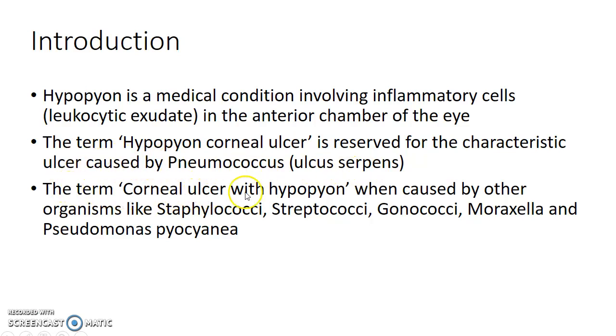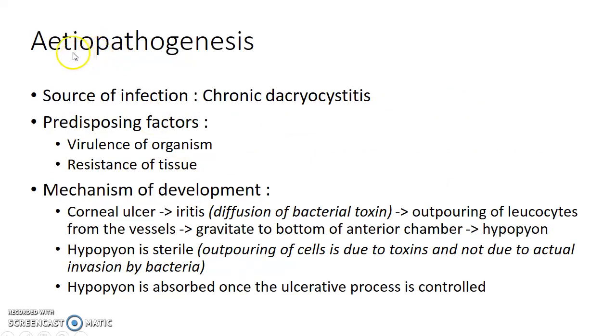The term corneal ulcer with hypopyon is used when it is caused by other organisms like Staphylococci, Streptococci, Gonococci, Moraxella and Pseudomonas pyocyanea. Now let us see about the etiopathogenesis of Hypopyon corneal ulcer. The most common source of infection is chronic dacryocystitis. The predisposing factors include virulence of the organism and resistance of the tissue.